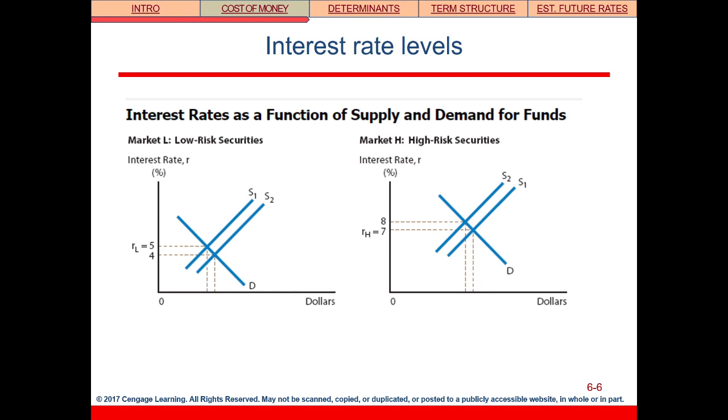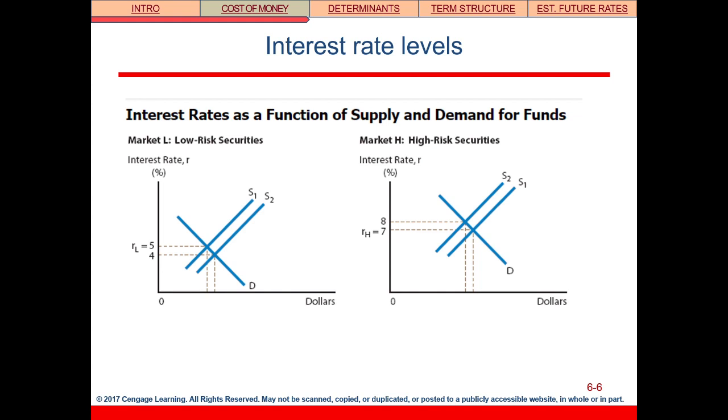The two figures here describe how interest rates are a function of supply and demand for funds. So here you see two graphs. The one on the left is market L, the market for low risk securities. The one on the right is market H, the one for the high risk securities.